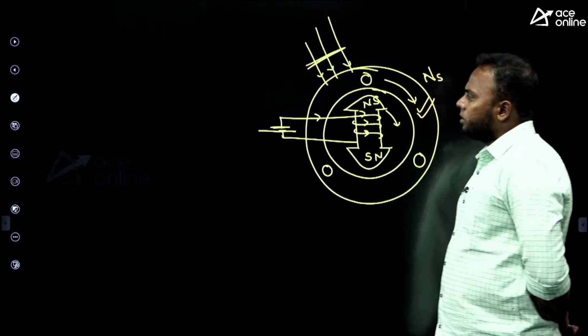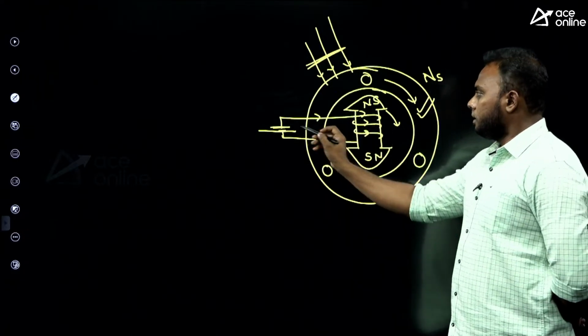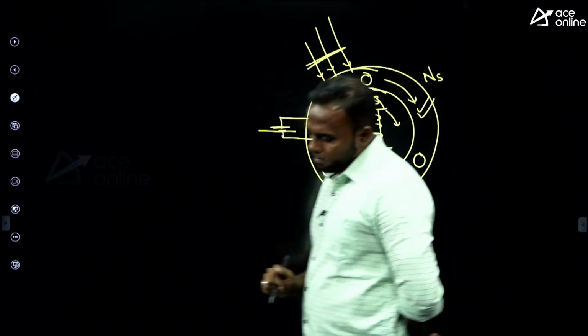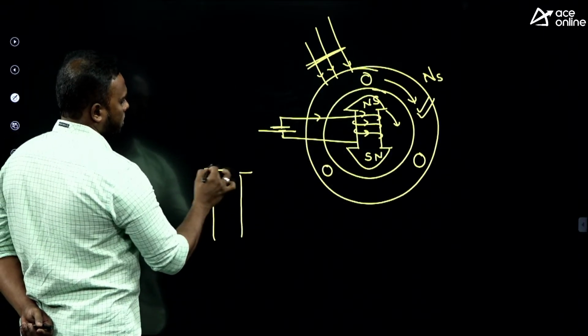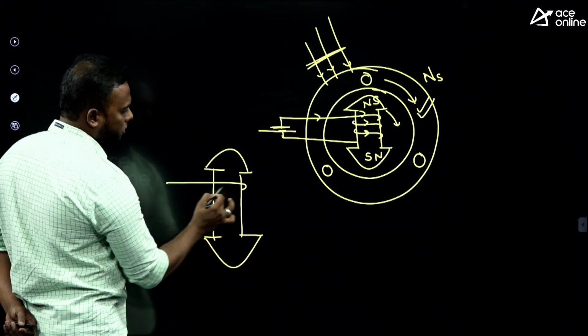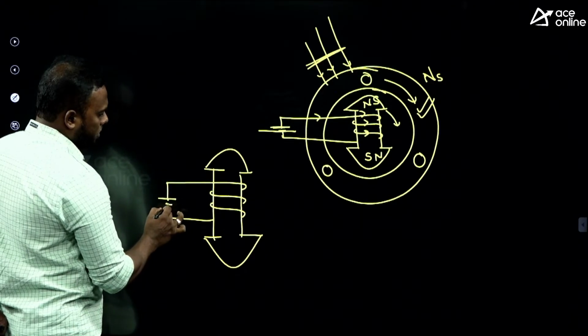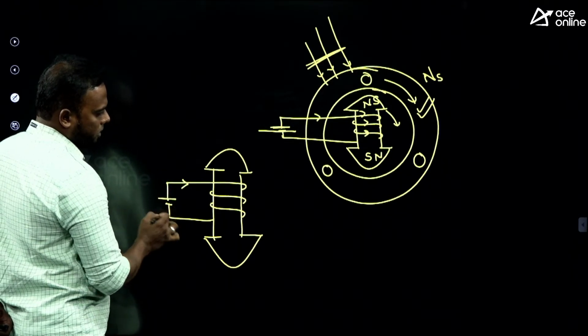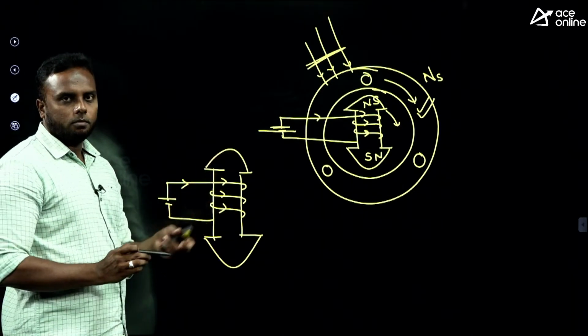How to form poles? Poles form directly by the right hand thumb rule. Initially, this is the rotor, and we are giving excitation. Based on that, poles will form. This is the field winding. Suppose the DC supply is given like this, positive and negative, and this is the current direction. Whenever current is moving in a direction, how do we find the polarities here? By the right hand thumb rule.